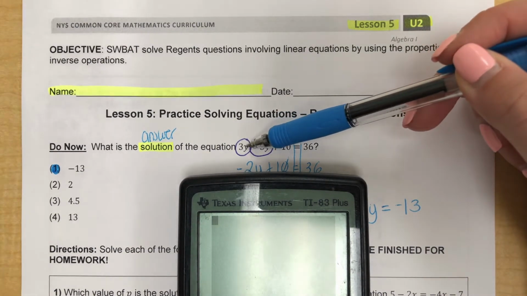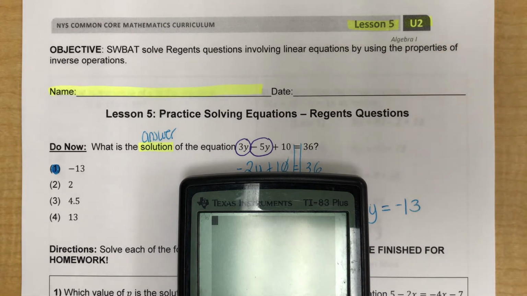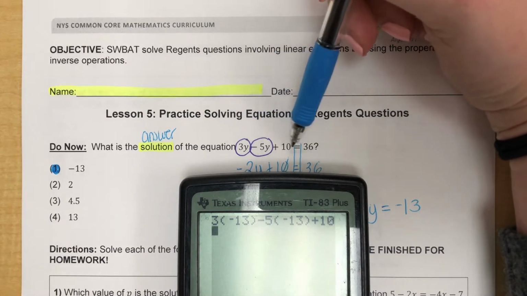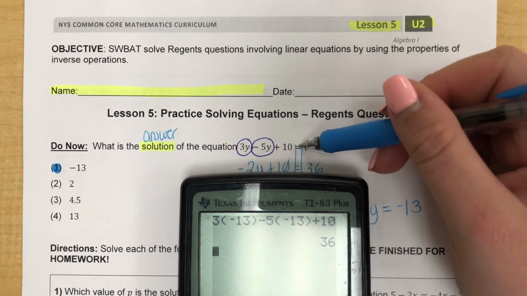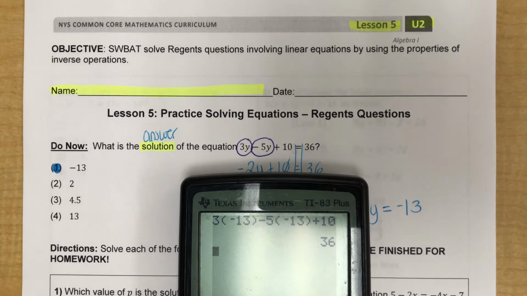Anytime there's a number and a variable, that's multiplication. We represent multiplication with parentheses. So in the calculator, I'm going to do 3 times, not y, but -13, because I'm saying that y is -13. Minus 5 times, not y, but -13, plus 10. I'm just typing in what I'm seeing on the left-hand side. I'm going to press enter. I can see that the answer is 36. I know that it was supposed to equal 36, so I'm good to go. I know that my answer was correct.